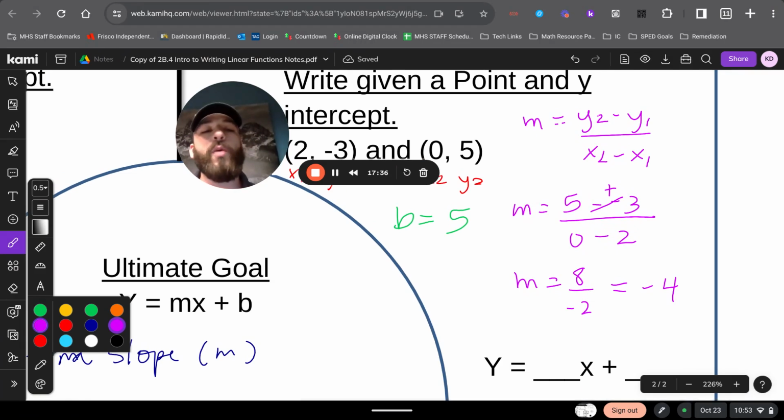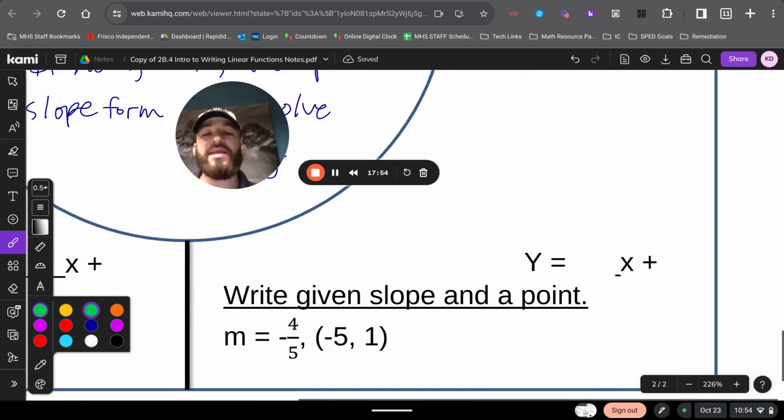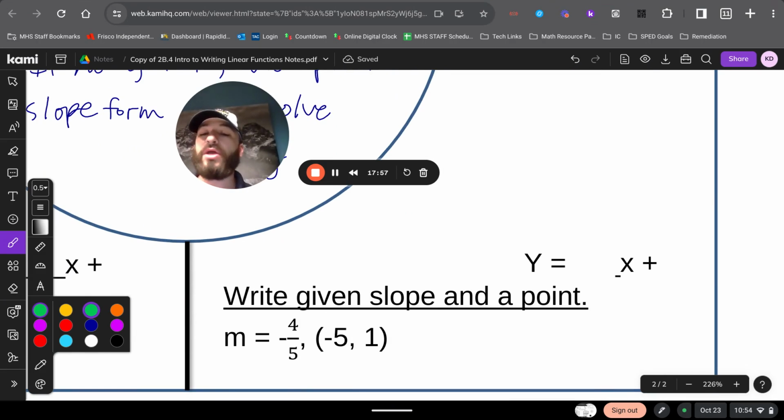So we now have our y-intercept and we have our slope. So we can write that in slope-intercept form, y equals -4x plus 5. Okay, so we had to do a little bit of extra work to solve for the slope, but nothing too crazy, nothing too difficult.